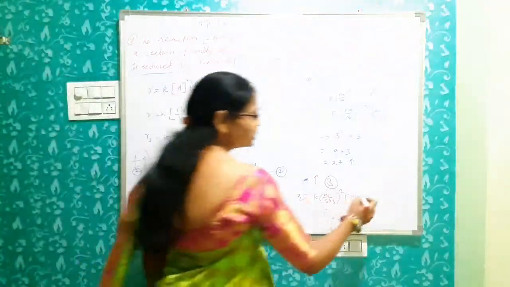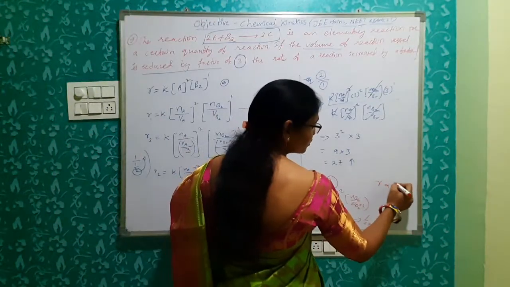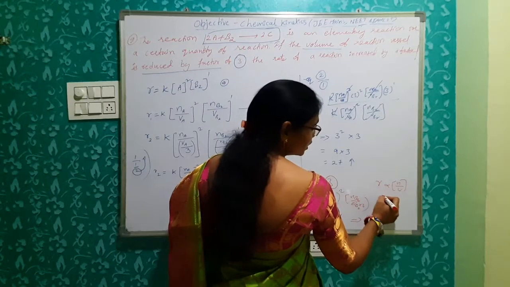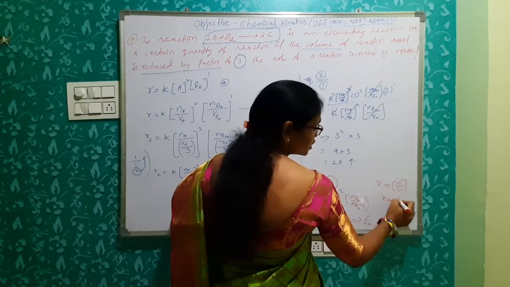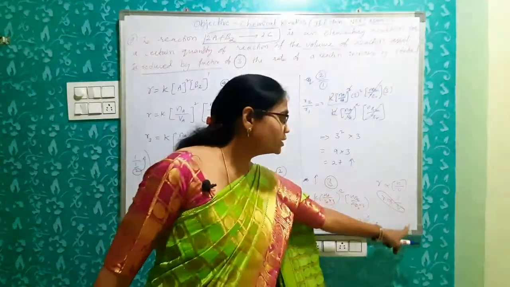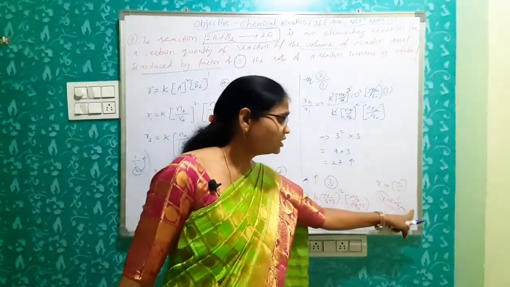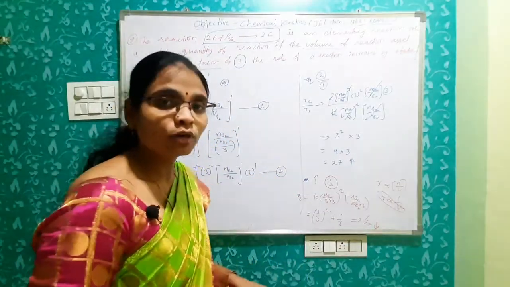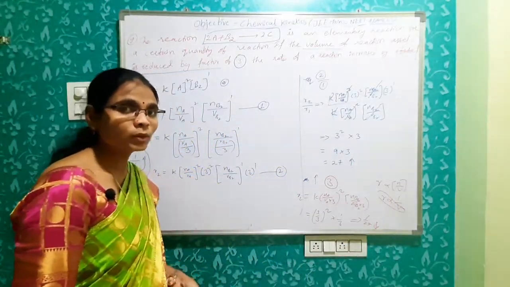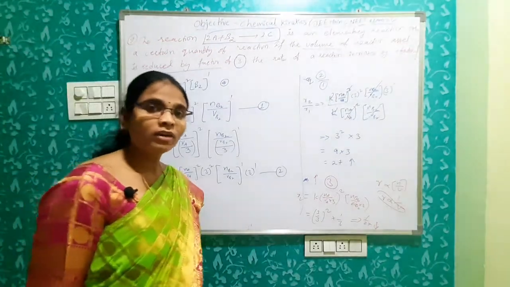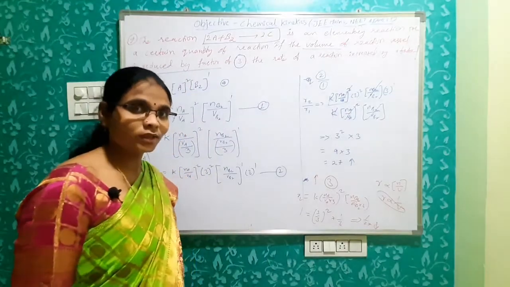So what do you get from this? The rate of the reaction depends on concentration, nothing but the number of moles per volume. So rate is inversely proportional to volume. If volume decreases, rate increases. If volume increases, rate decreases. So you have to practice similar problems. Next, I will give you one problem for homework.